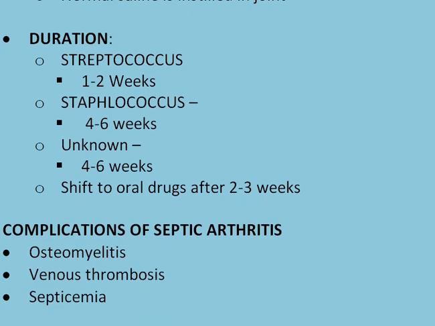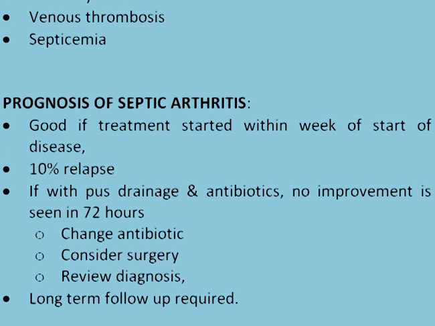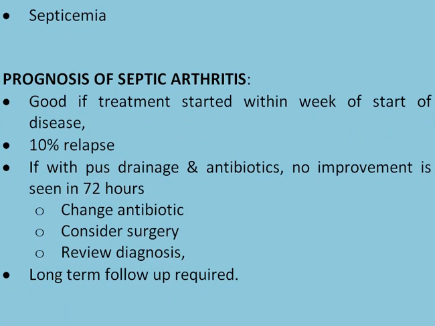The complications of septic arthritis are osteomyelitis, venous thrombosis and septicemia. The prognosis of septic arthritis is good if the treatment is started within a week of start of the disease. There is a 10% chance of relapse. If with pus discharge and antibiotics no improvement is seen in 72 hours, you consider changing antibiotic, consider surgery or review your diagnosis. Long-term follow-up is required.